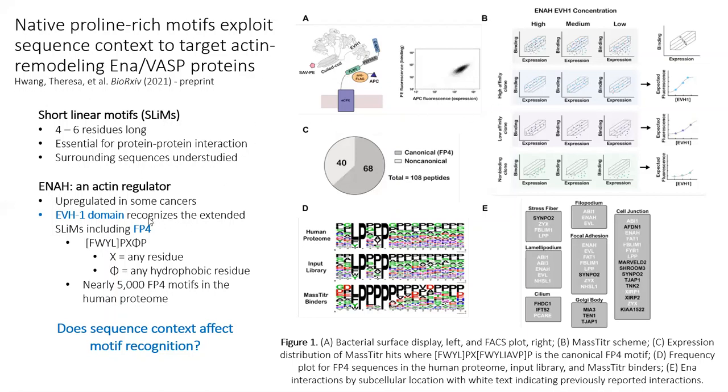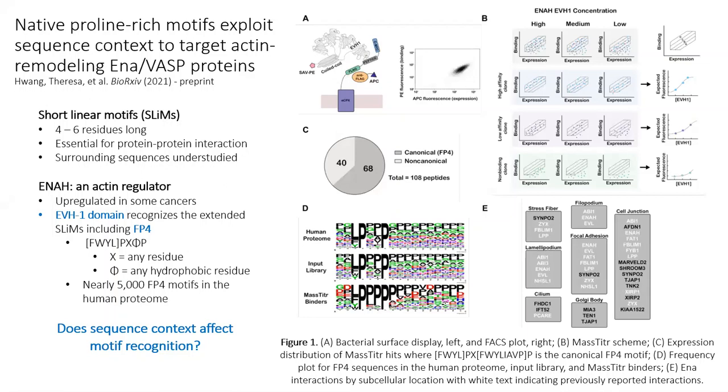So the particular SLIM that they looked at is called FP4. You can see the sequence right down here. And so X being any residue really could be multiple residues, which is what they mean by extended SLIM. And so they went and looked at the human proteome to see how many instances of FP4 there were. And there were nearly 5,000 occurrences of just different FP4 variants. So from that, they kind of said, well, sequence context has to matter if there are so many instances of these. There's no way that surrounding sequences don't affect the recognition, right?